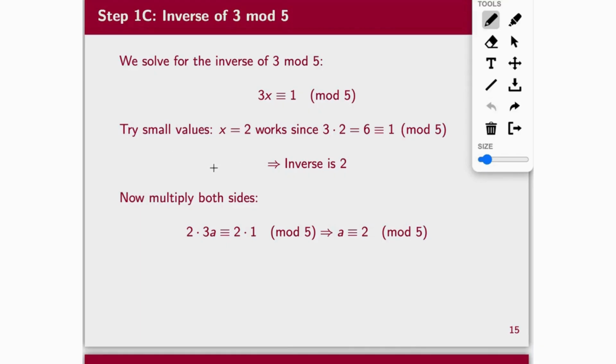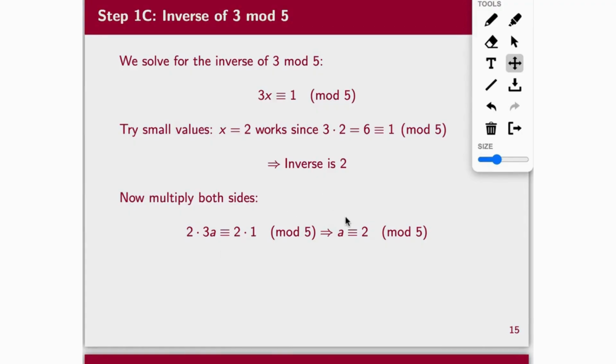Try using small values, and we've realized that x equals 2 works because 3 times 2 mod 5 is equal to 1. And we want our coefficient to be 1. And that's what the modular inverse is. So for our case, it's 2. So we multiply both sides.